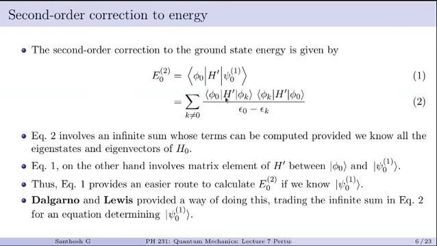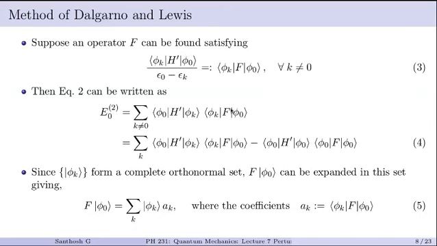Then equation number 2 can be written as, this term will remain there, but this term can be replaced in the following way: phi k, f phi 0. Now this summation involves all states phi k other than phi 0. So it can be rewritten in the following way. You consider summation over all states phi k, and from it subtract the term corresponding to k equal to 0, and that is what we have obtained here.